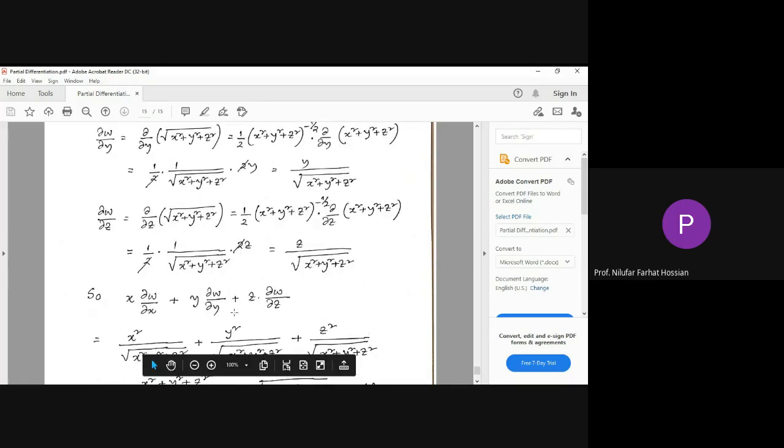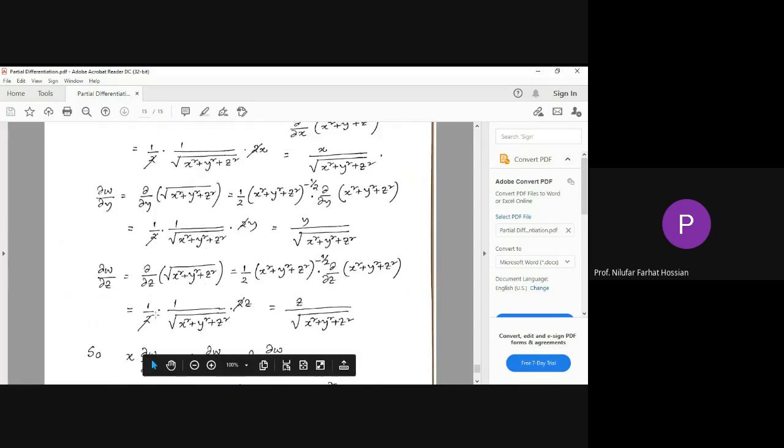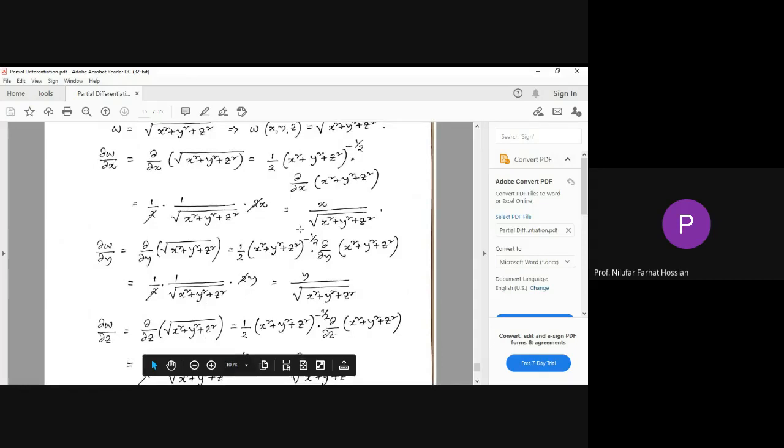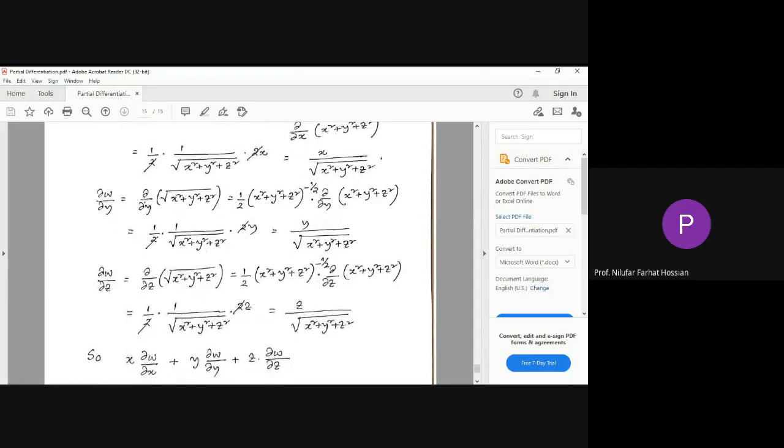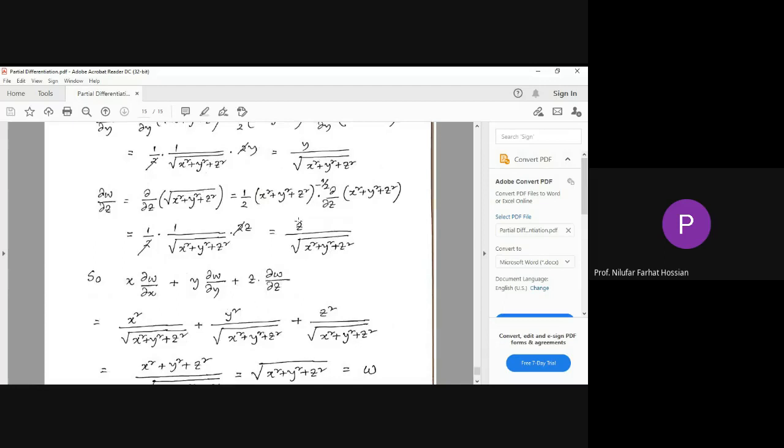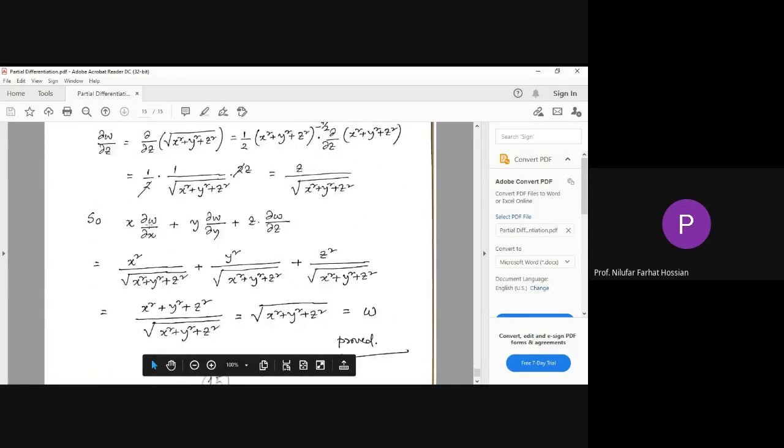So now let us find the value of this. So x into del w by del x. What was the value of del w by del x? It was x by this. So x into this means x squared by this. And the next term was y into del w by del y. So y into this means y squared by this. The third term was, sorry, z into del w by del z. So z into this means z squared by this. So the result value of these three terms should be like this.